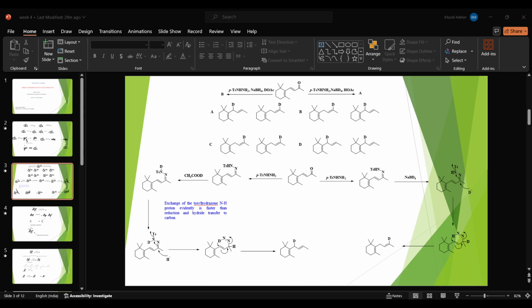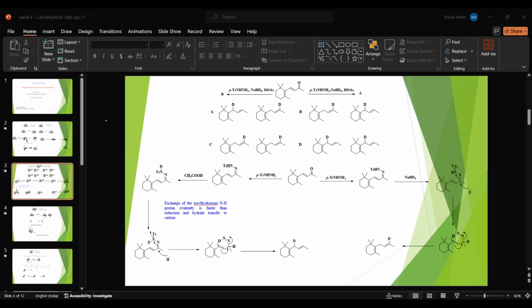But in the other case, what will happen? We will get our deuterium at this position. Why? I will explain. In the first case it falls as such, but in these cases we are using the deuterated solvent, and still we get the deuterium here, because there is no deuterium source here. The attack should then only come from sodium borohydride also.